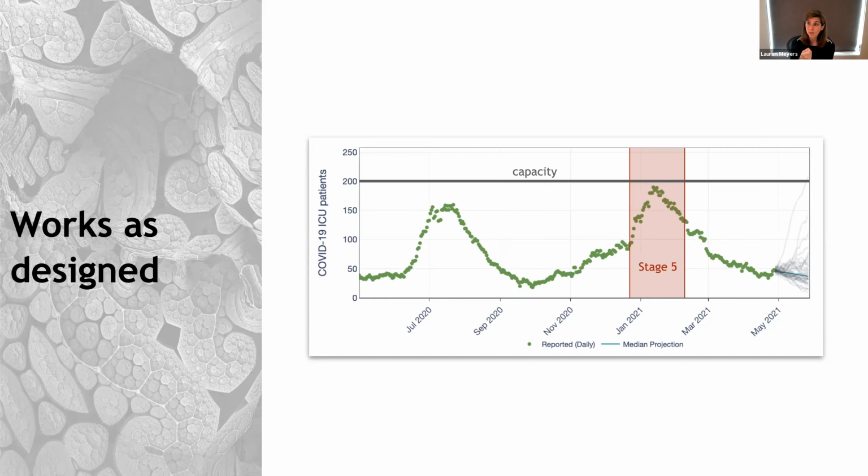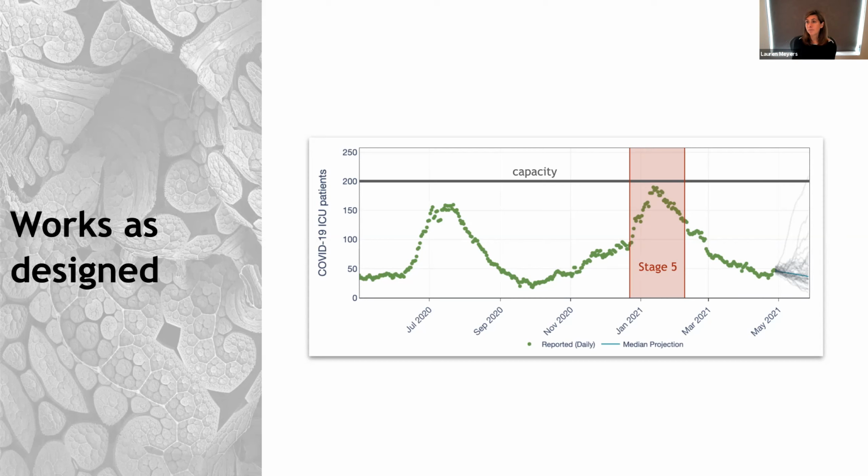From a socioeconomic perspective, when you compare Austin to other cities around Texas, we actually went into that stage 5, that most restrictive lockdown, for the shortest period of time. So we triggered restrictive measures latest and we came out of them earliest. So anecdotally, it did as we sort of expected.